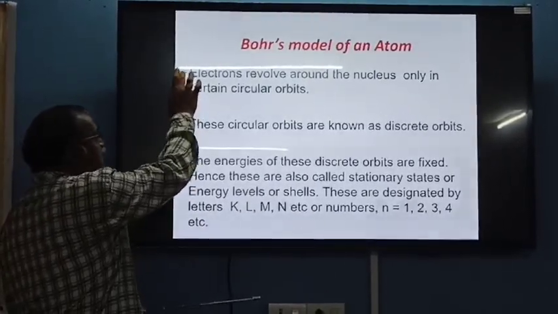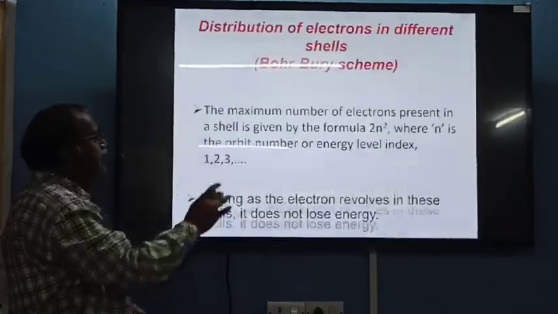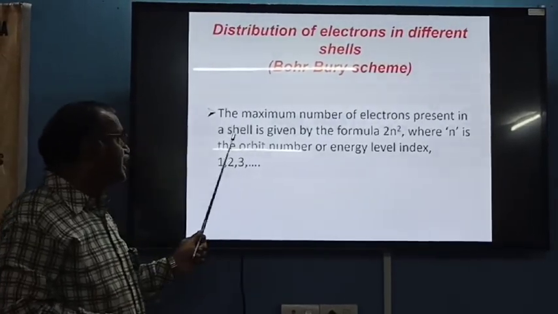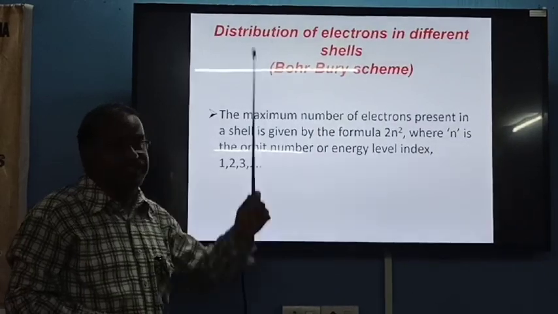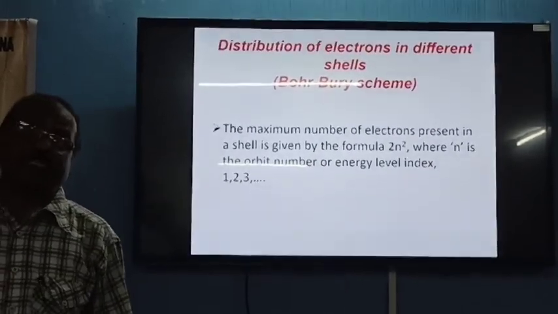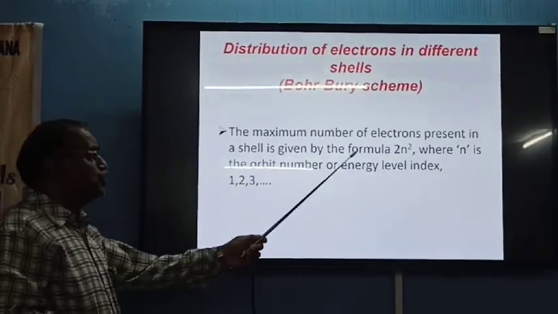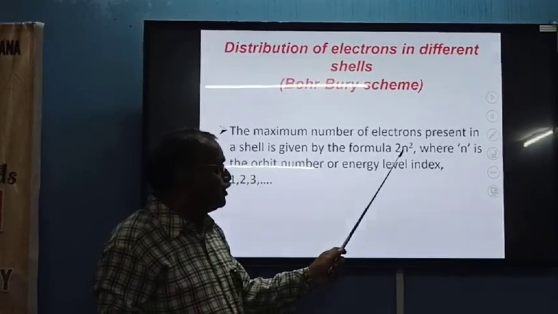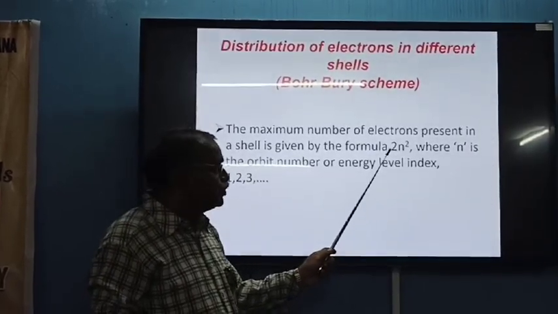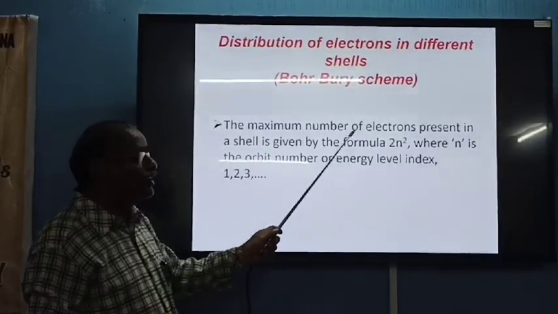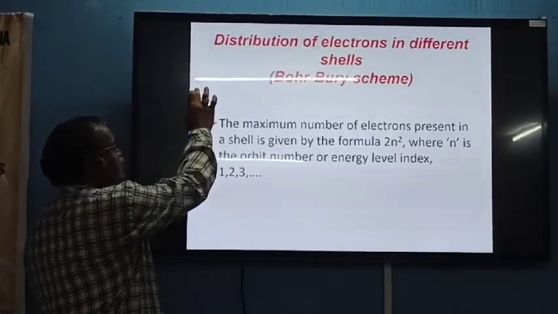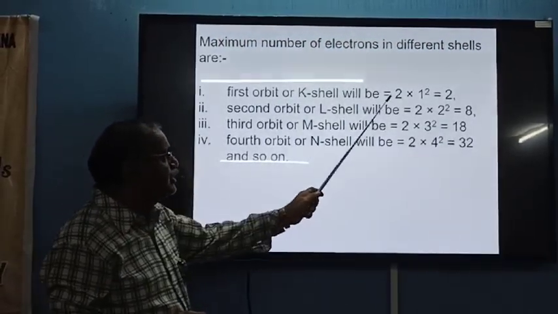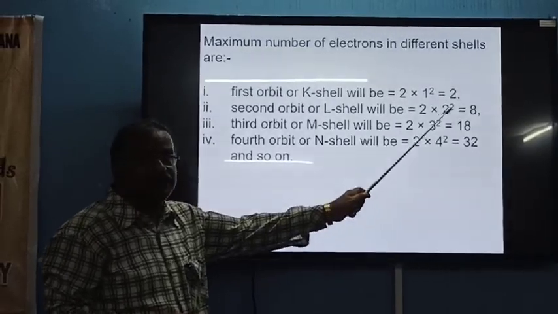Next, by using various rules, we can also fix the number of electrons. The maximum number of electrons present in a shell is given by the formula 2n square, where n is the shell number. If it is the first shell, n is equal to 1, 1 square is 1, 1 into 2 is 2. So in the first shell, you have only 2 electrons. In the K shell, when n is equal to 1, 2 into 1 square, only 2 electrons you can accommodate.